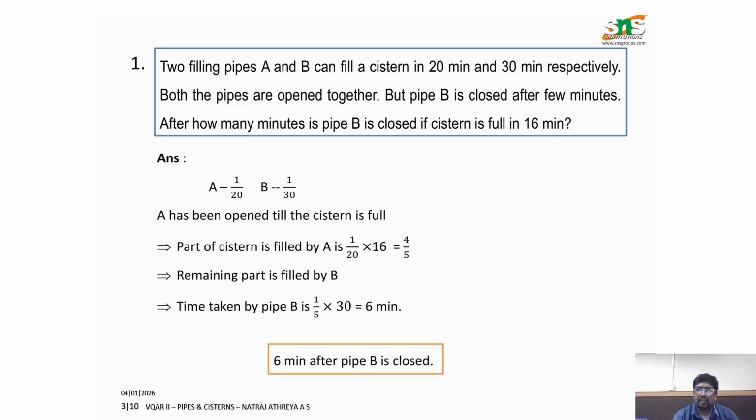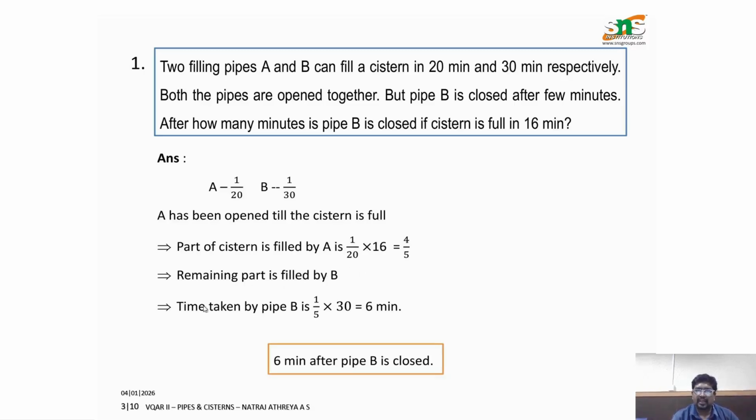B is only closed after a certain amount of time, so A is open all this time. So we write A is 1 by 20 into 16, the whole minutes, and we get 4 by 5. So 4/5 of the cistern is filled by A, and there is only 1/5 to be filled by B.